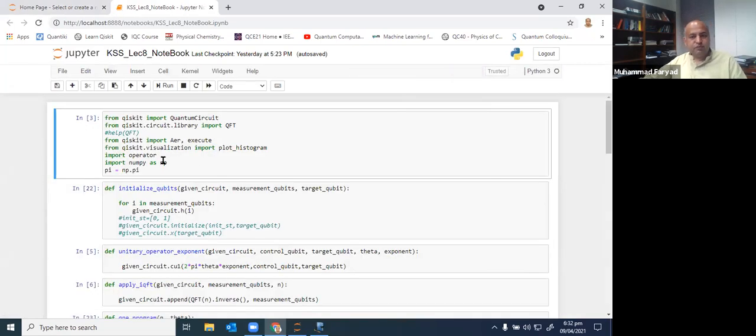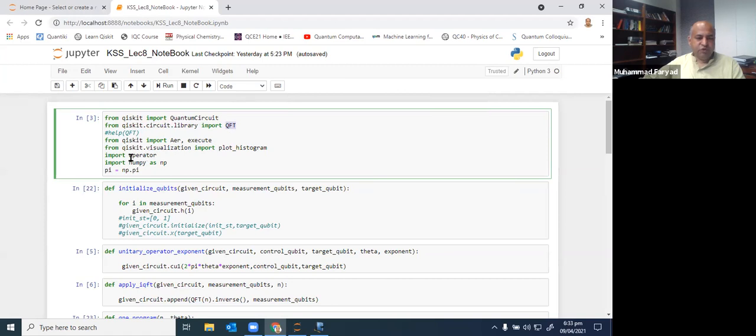All right, so we start over here with the imports. For this one, I'm not using my own QFT, even though I can easily use the QFT circuit that I shared with you yesterday. I'm just using the QFT command, which is already implemented in this Qiskit module. So I will use that for QFT and IQFT.